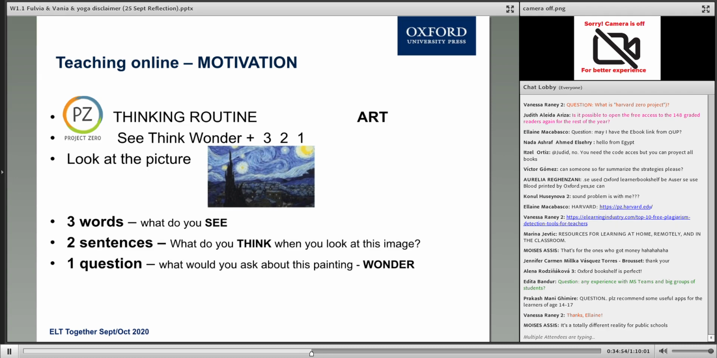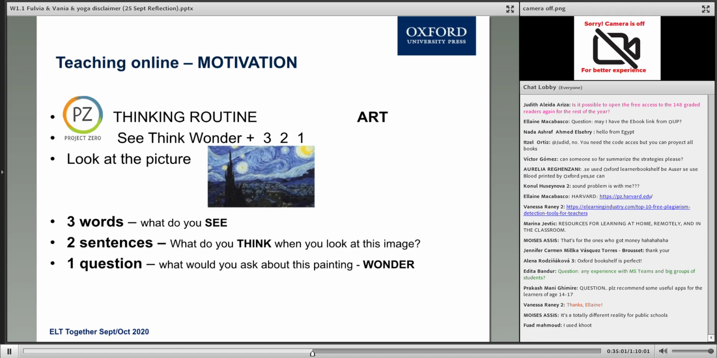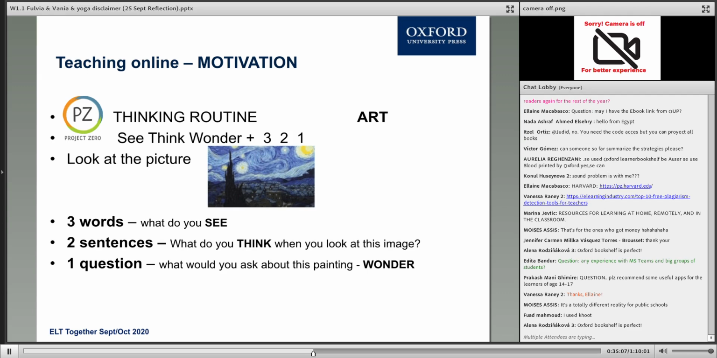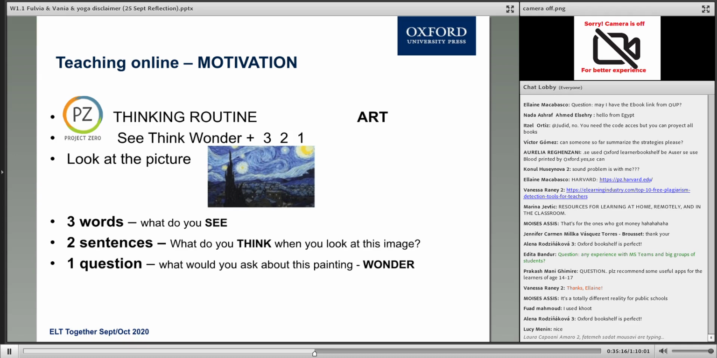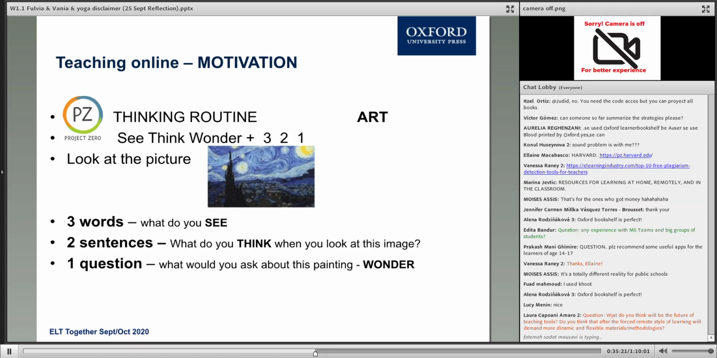As I was telling you about this Harvard Project Zero, the thinking routine that many of you must be familiar with, they make the thinking visible, and that's the idea to engage students in different activities. And the thinking routines have also proved to be very efficient in this remote mode. So here I brought a quick example of 2 thinking routines, but then I put 2 thinking routines together in the same activities.